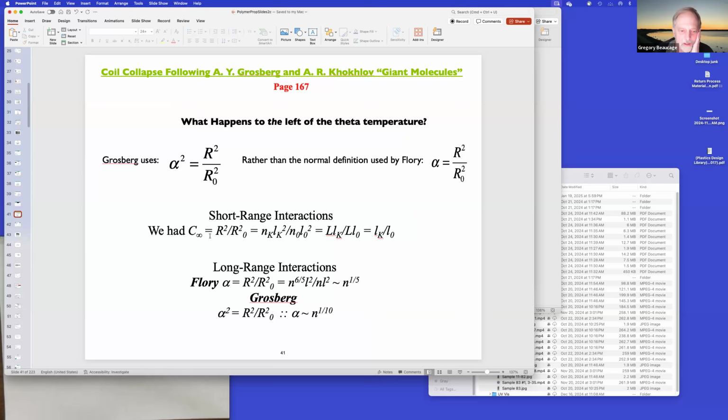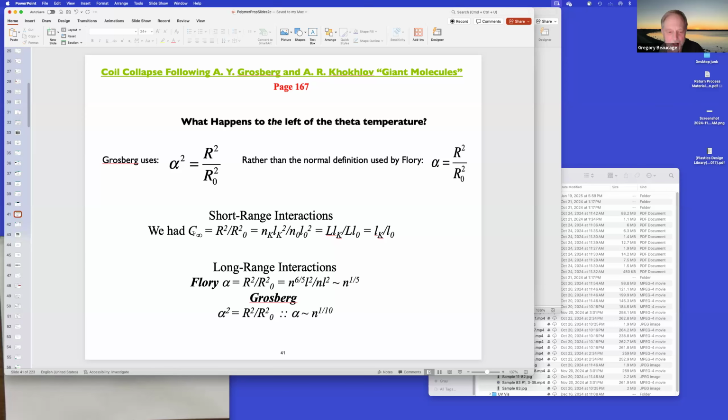For the short range interactions, we had this characteristic ratio, C infinity, for infinite molecular weight, the characteristic ratio at the plateau of the Kuhn length. So C infinity would be like LK over the chemical unit of the chain. It's kind of a measure of the stiffness of the local chain. That's short range interactions.